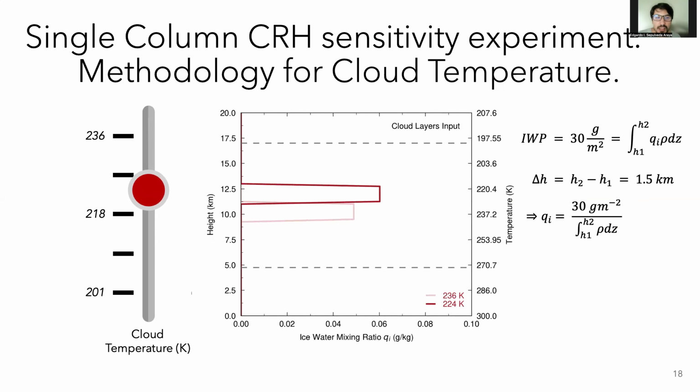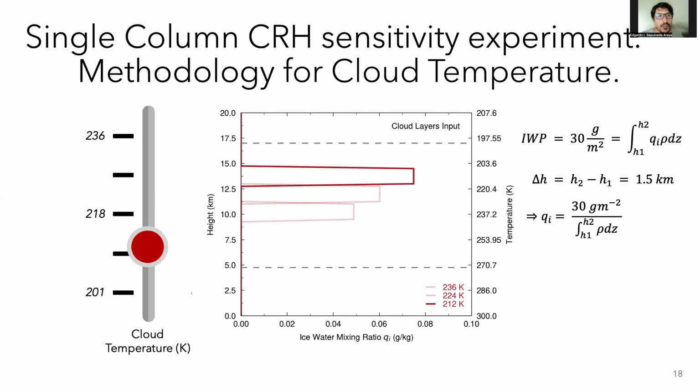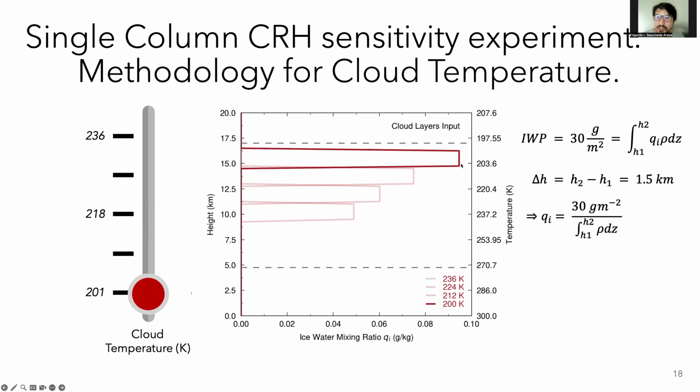So these are the input profiles that I'm using for the offline simulation with EC-RAD. While, for example, I decrease the temperature of the cloud, at the same time, it's like we're moving the cloud to a higher altitude, and you can see how the ice-water mixing ratio starts to increase, because I want to fix the ice-water path. Fixing the ice-water path at a constant value does mean that I will have to increase the ice-water mixing ratio while we transport the cloud to a higher level.